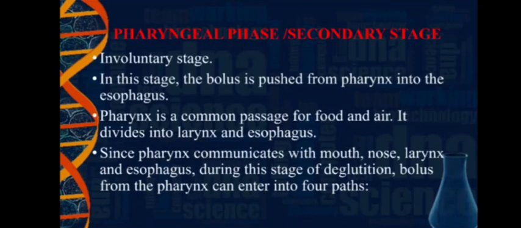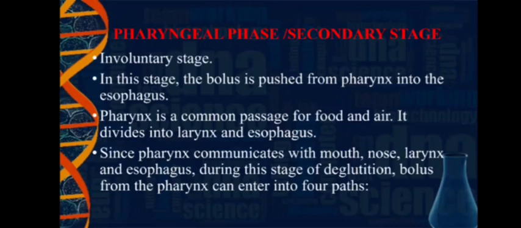Next one is pharyngeal phase. It is a partially involuntary phase. As the food enters the pharynx, stimulation of receptors around the pharyngeal opening initiates impulses that pass through the brainstem. This initiates a series of complex changes that allows the food to pass through the pharynx.